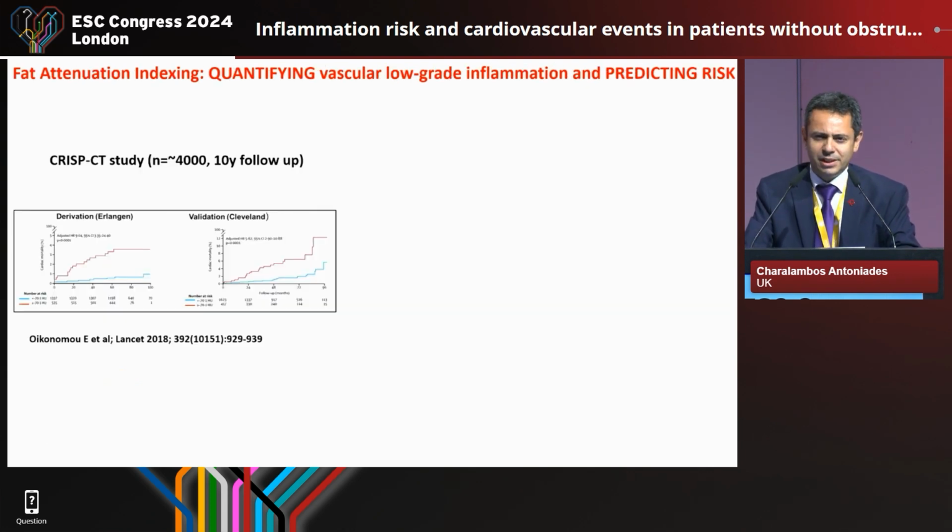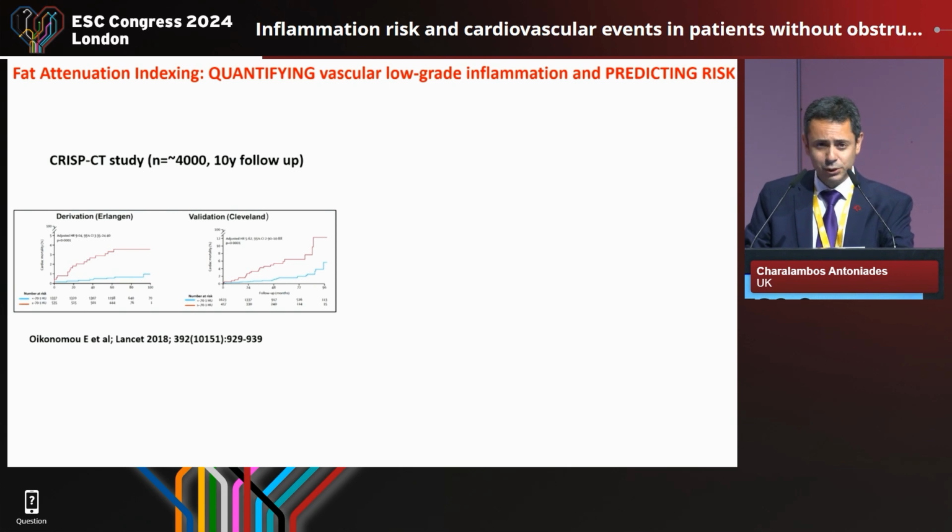Now, when we first described this approach, we had to quantify it, and we developed the fat attenuation index. In the CRISP-CT study, published more than 5 years ago, we showed that if you have high inflammation in your coronary arteries measured by the fat attenuation index, which is a quantitative metric, then you had 5 to 9 times higher risk to develop a cardiac event compared to those below the cutoff.